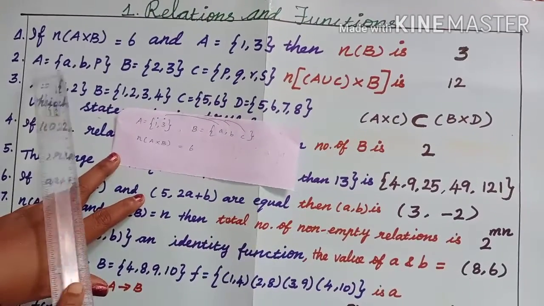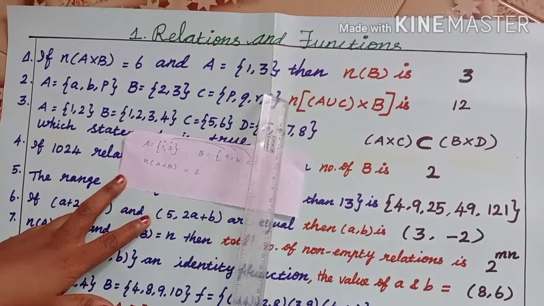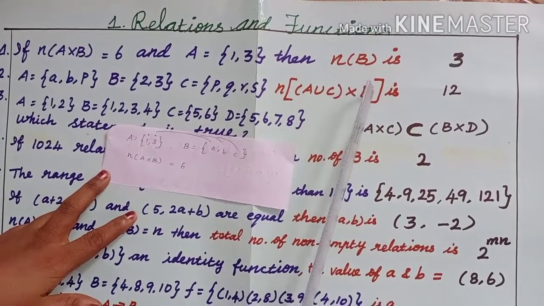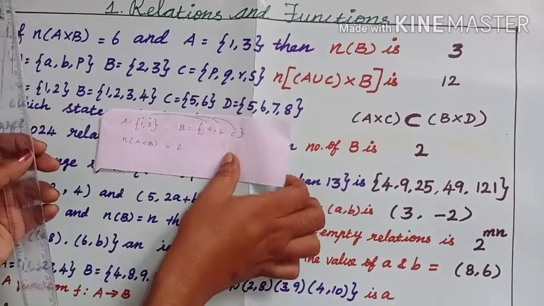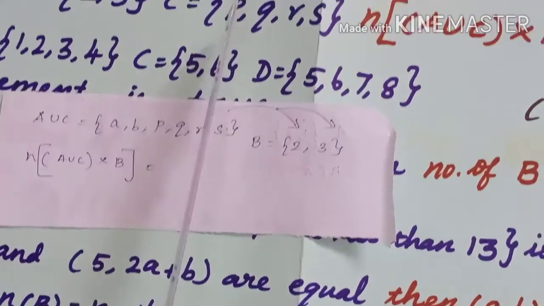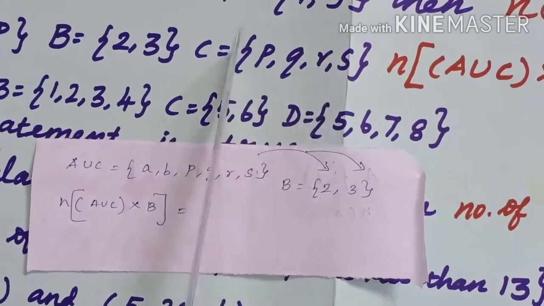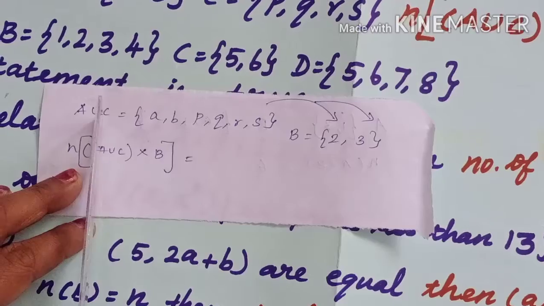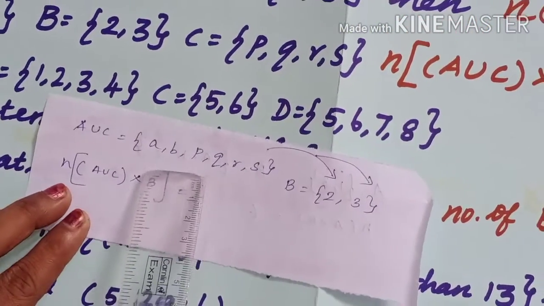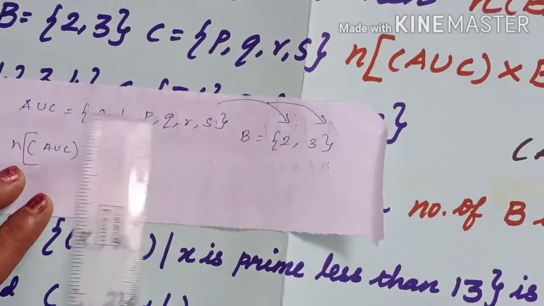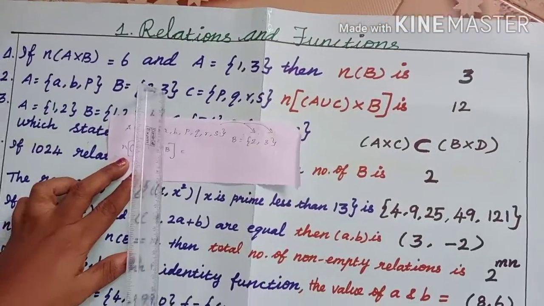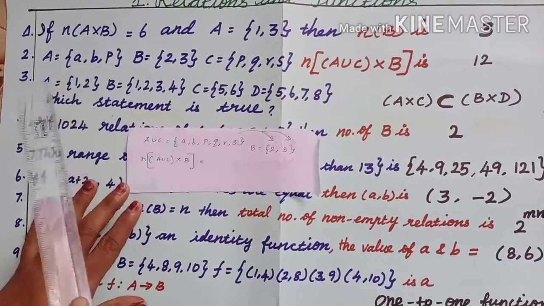Second question: A, B, C are 3 sets, and you find out n of (A union C) Cartesian product B. So first you find A union C. A and B have 2 members, and P is common, and you add A union C. So how many members? You will have 6 members. So B has 2, so 6 into 2. What is your answer? 12. 6 into 2, what is your answer? 12.